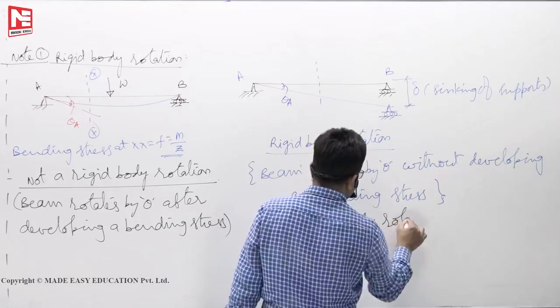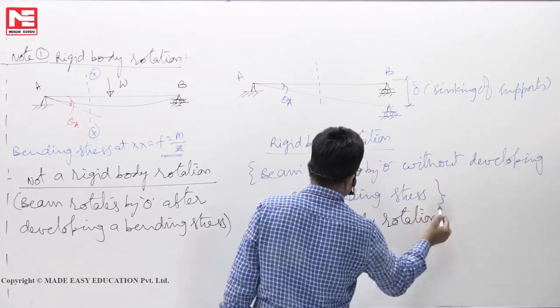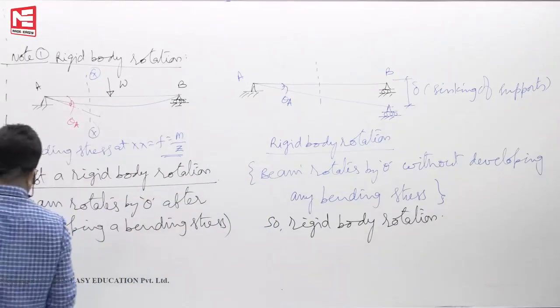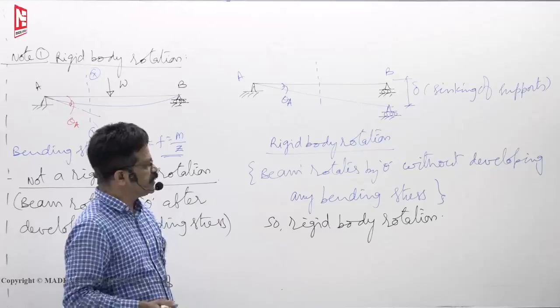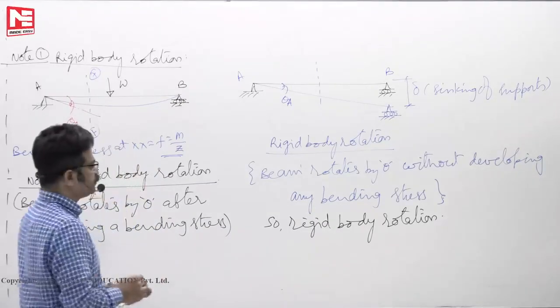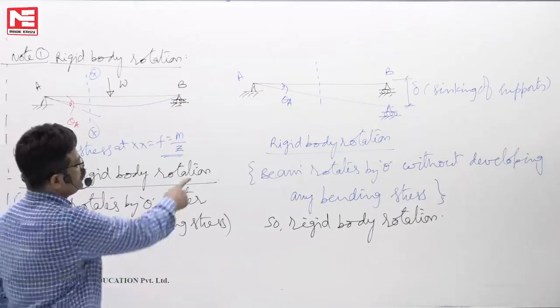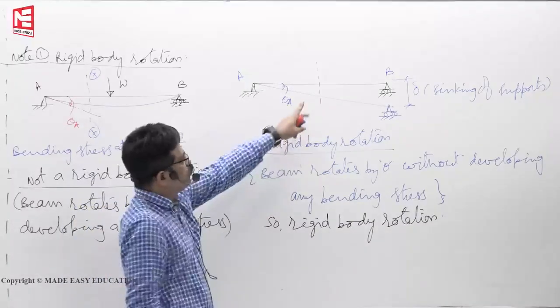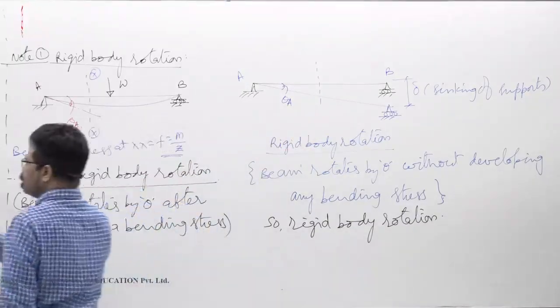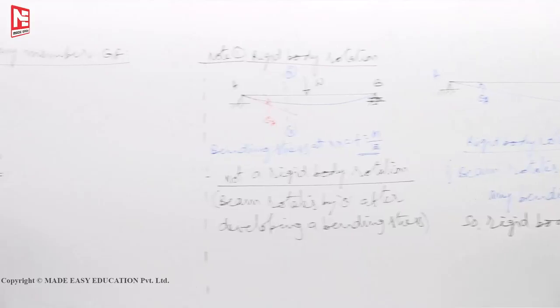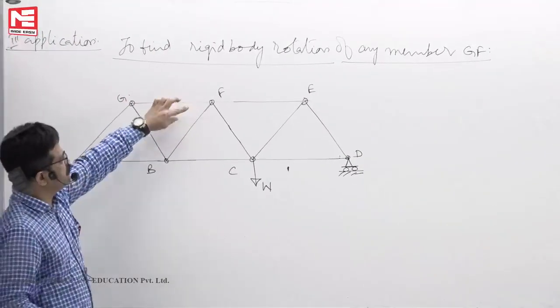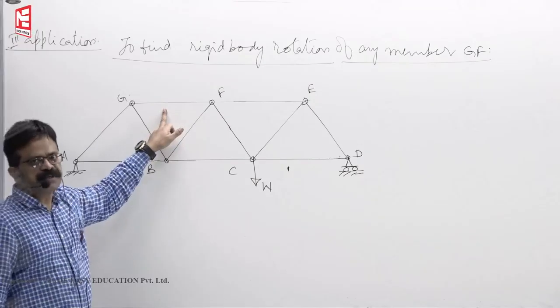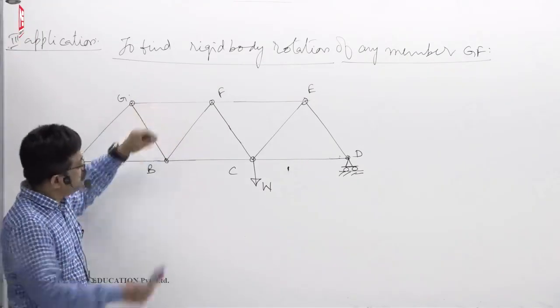So, rigid body rotation. The conclusion is, without developing any stress, if a member rotates, it is called rigid body rotation. Now this is rigid body rotation, no bending stress. Why are we calling it rigid body rotation here? Coming to this problem, this member GF, there is no bending moment as we have already studied, but it will rotate.